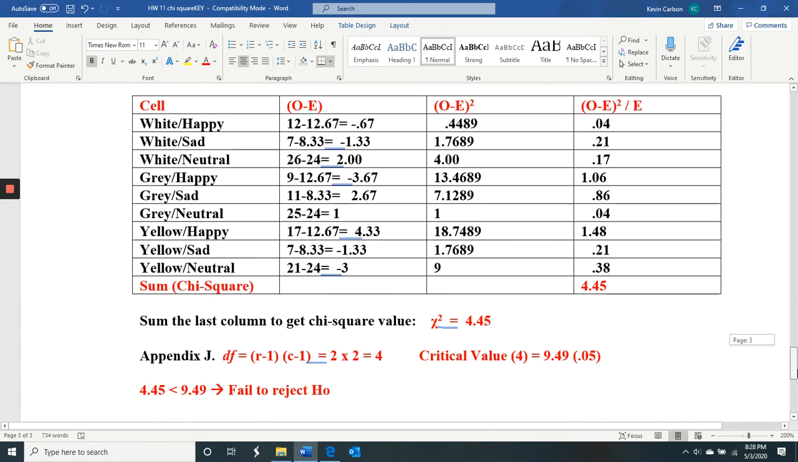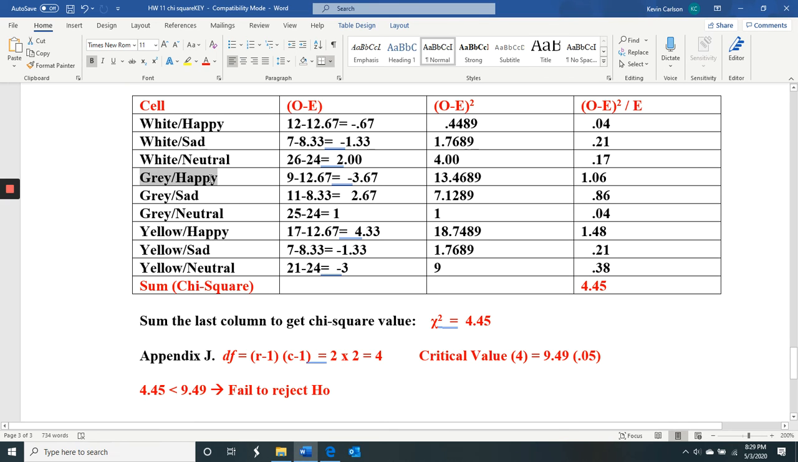Now it's just simply doing our last little table. So if we go white and happy, 12 people were in a white room and said they were happy. We expected 12.67 to be in that cell, and it's negative 0.67 for O minus E. 0.67 times 0.67 is 0.4489. If you round it, that's fine. So we take 0.4489, divide by 12.67, and get 0.04. So we do this for every cell.